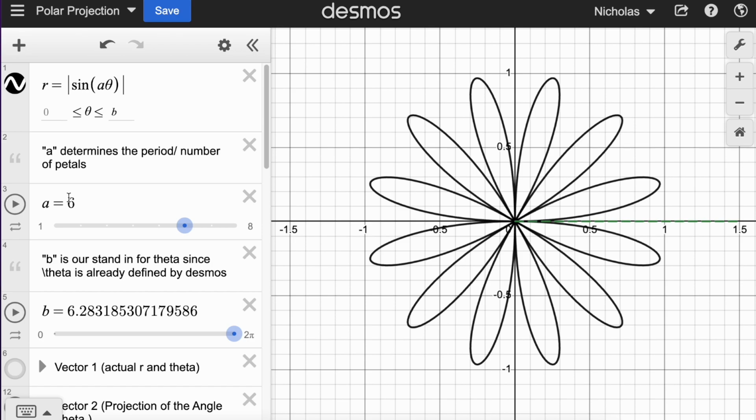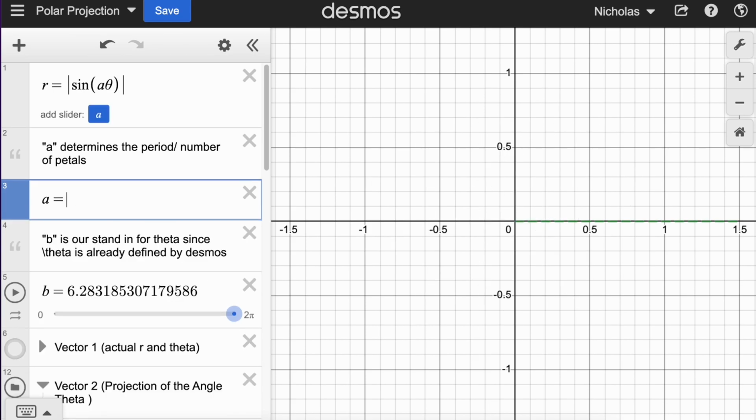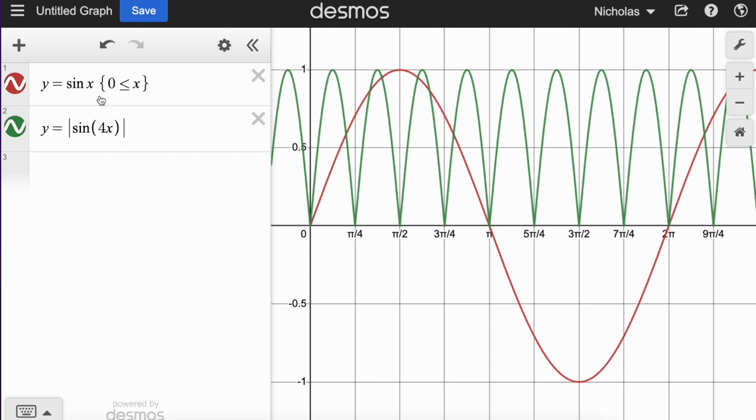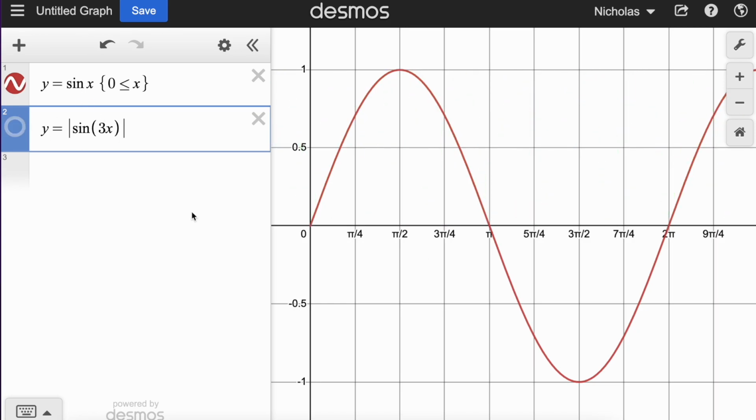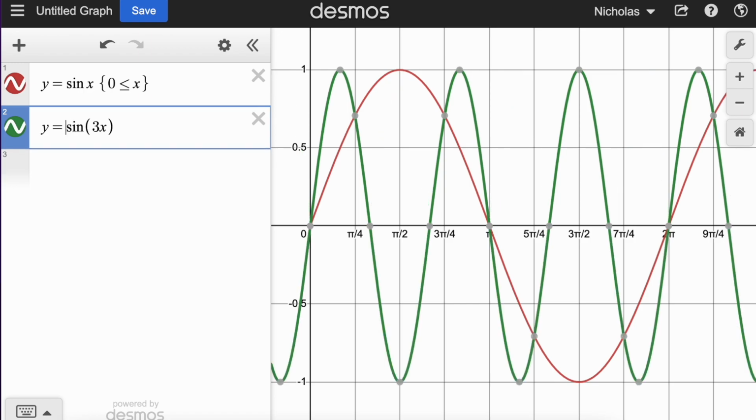So another thing to think about is maybe our odd numbers. So if I had A equals 3 sine of 3 theta, let's do that here. You can see we do 1, 2, 3 loops per pi. And then we do 1, 2, 3, or 4, 5, 6 loops in 2 pi. So you might expect 6 petals, but we don't actually get 6 petals because of how the symmetry of this works.